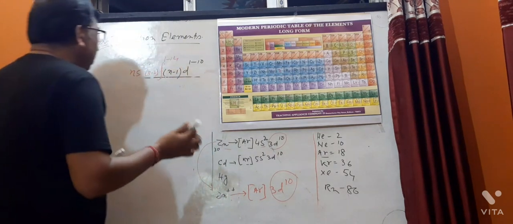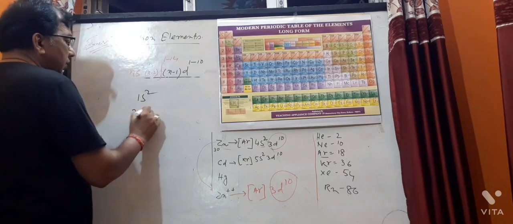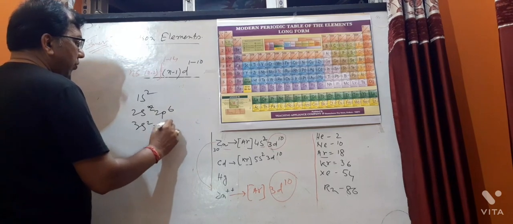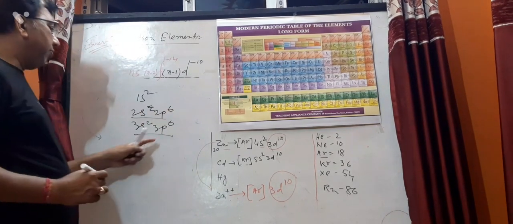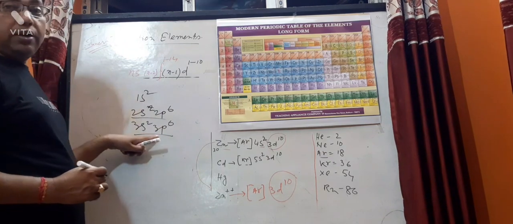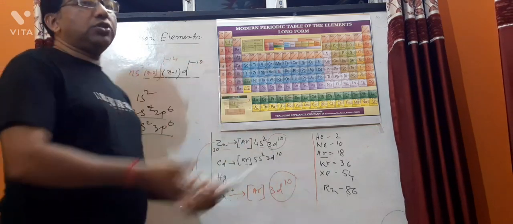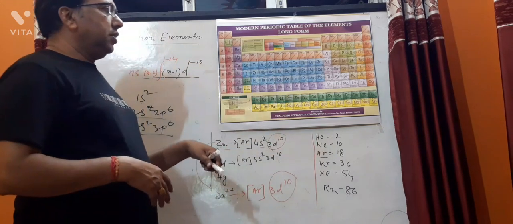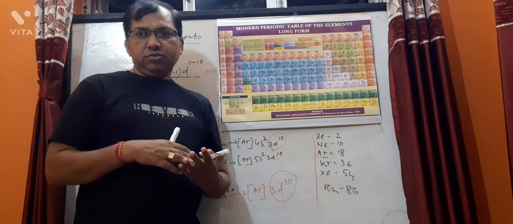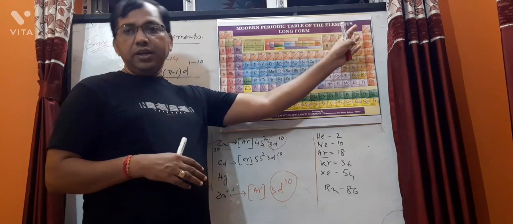They neither lose nor gain electrons. 1s2 for helium, 2s2, 2p6, 3s2, 3p6. All orbitals are fulfilled, 6 and 2, 8 electrons are there. All are stable, octet, inert. They neither lose nor gain electrons, not easily. That's why they have a stable configuration and are inert in nature.